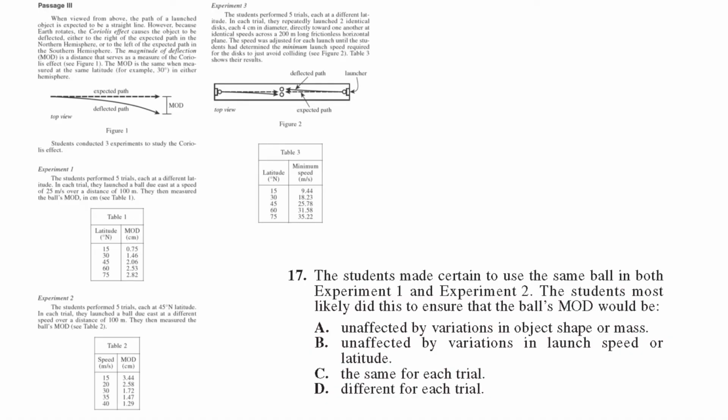This is a critical thinking question as well. The students made certain to use the same ball in both experiments. The students did this to ensure that the ball's MOD would be. So they're varying latitude and they're varying speed, but they're not looking at shape or mass. Nowhere in there does it talk about shape or mass. So the answer has to be A. They are looking at launch speed and latitude, and it's definitely not the same for each trial. You can see that. That one's easy to eliminate. They're not trying to look at shape or mass. They're looking at speed or latitude. That's why it's different. So your answer has to be A.